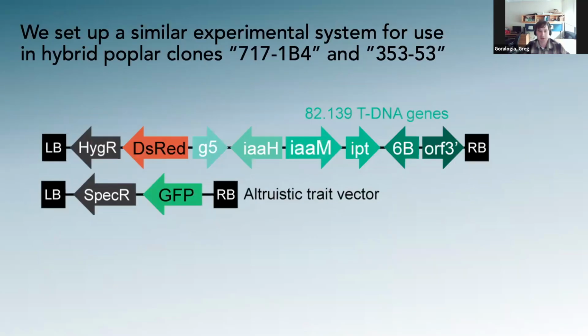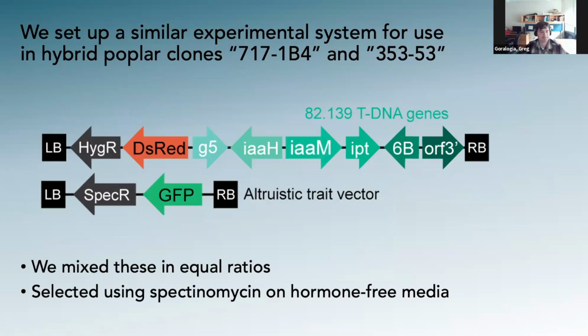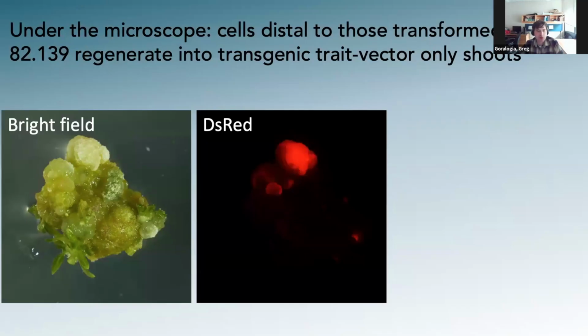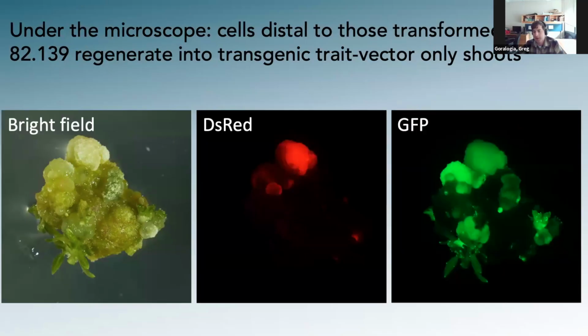So we tested this system. This is the 6 genes, as I said, a 10 kb region, with a spec-resistant tDNA in the other strain. And we mix these in equal ratios and then use spec on hormone-free media. So we actually were able to see shoot regeneration. And if we look at the morphogen, it's in these callus areas at the upper part of the explant. And then distal to there, we get transgenic shoot regeneration that only contains our trait tDNA. So that's pretty cool.